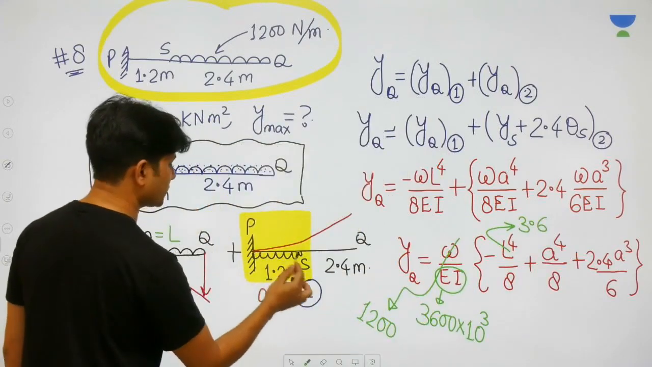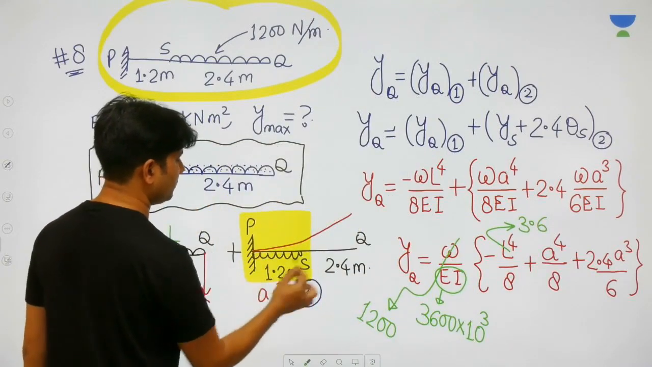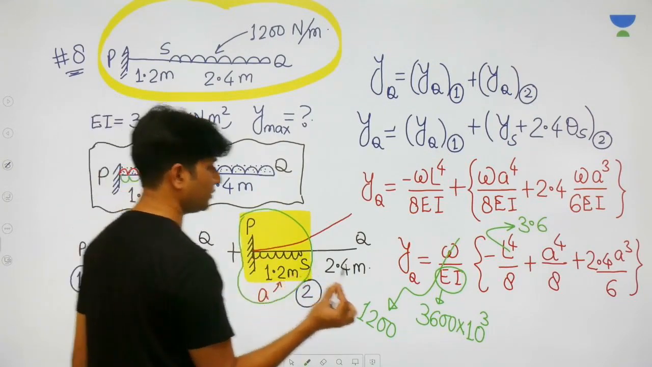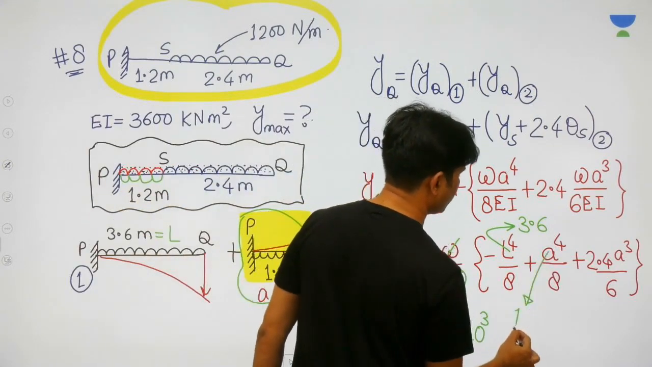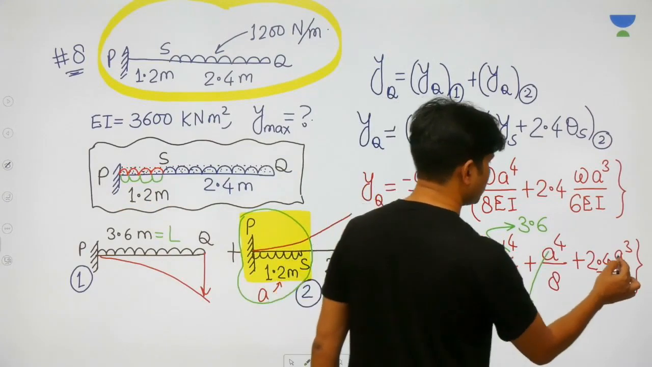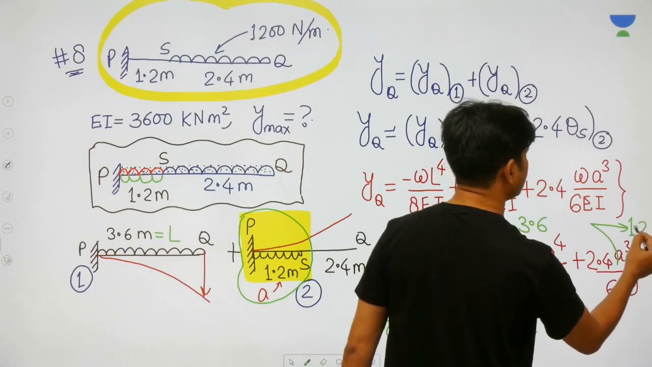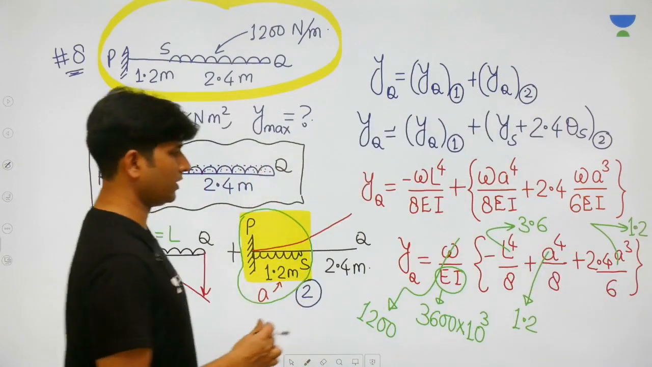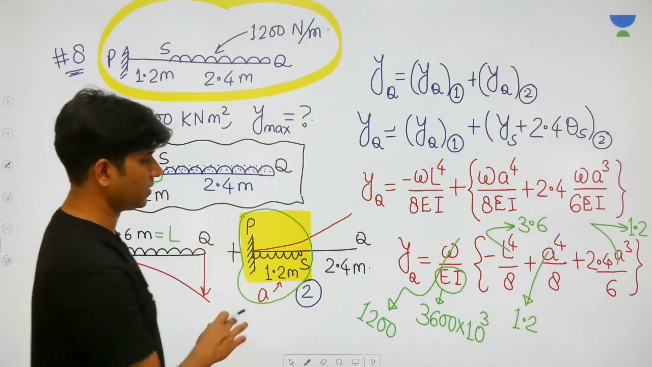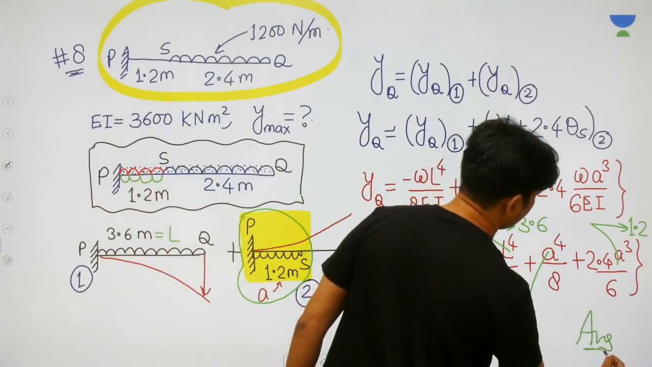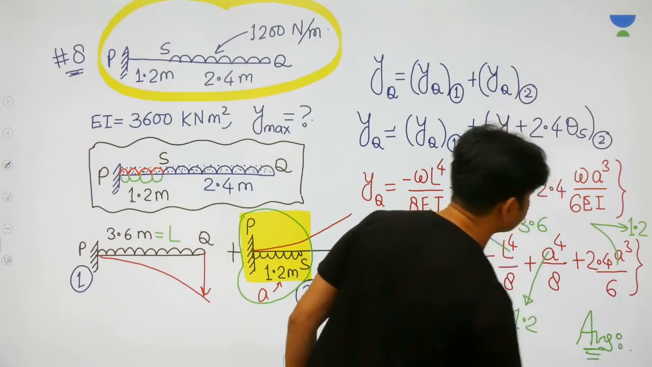And what about the length of the second beam? The length of the second standard beam is 1.2 meter. So you can put it here 1.2 meter and here again 1.2 meter. And then you can simplify and use your calculator to get the final answer.